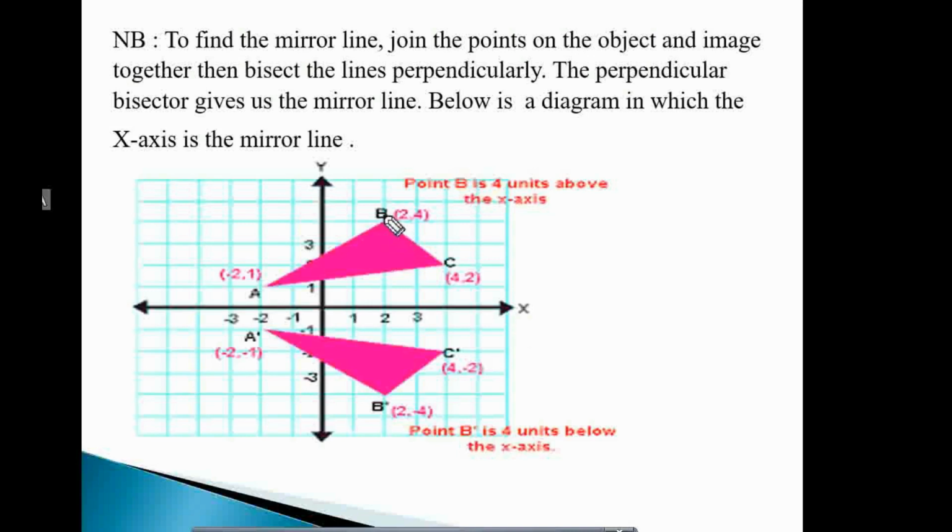We also have point B on this other side that has been mapped onto B prime. Then we have point C, which has also been mapped onto C prime. So therefore, this tells us that the x-axis is the mirror line.